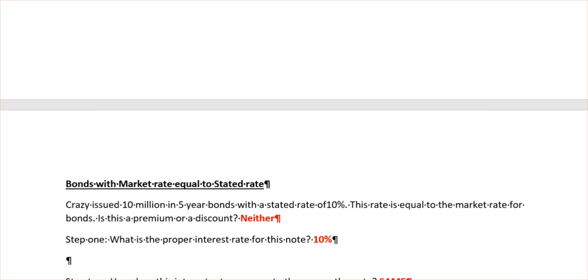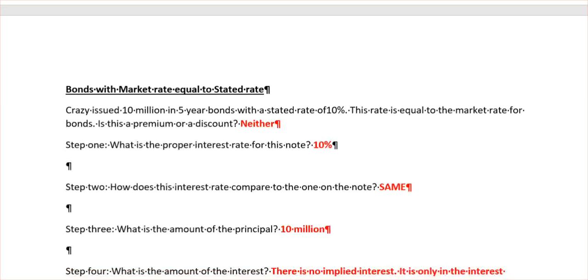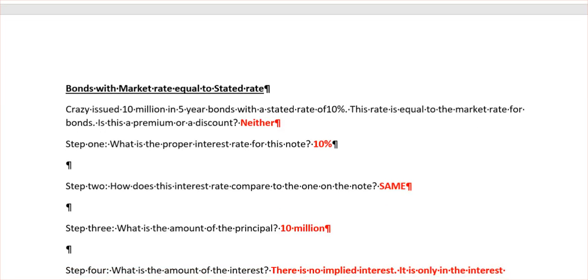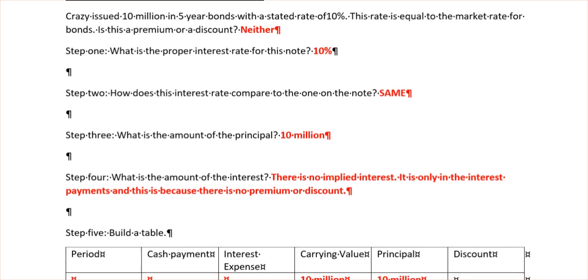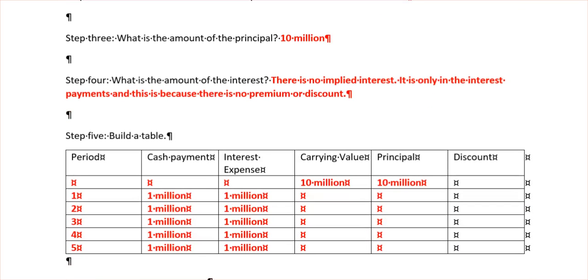We have another one here, and it is where we have market rate equal to the stated rate. Well, we don't have a premium or discount with this one, and we can go through the calculation and show that. The market is 10, the stated is 10, it's the same. The amount of the principal is going to be the 10 million. There is no amount of implicit or implied interest because the total amount is only going to be the 10% we're paying. And 10% of 10 million is going to be 1 million.